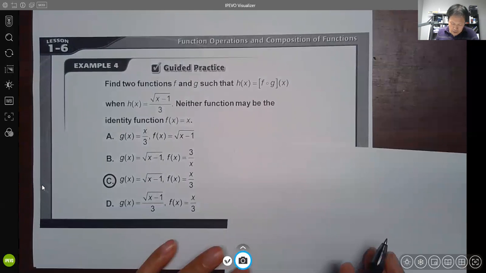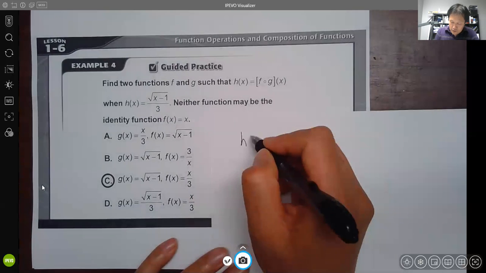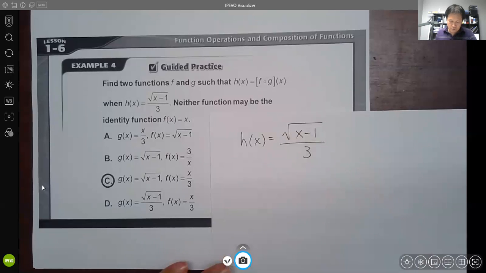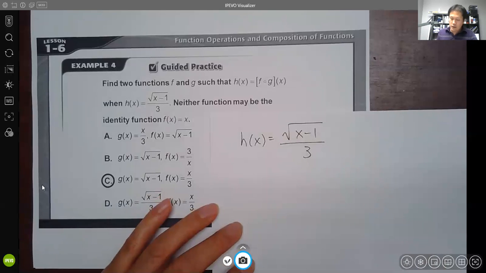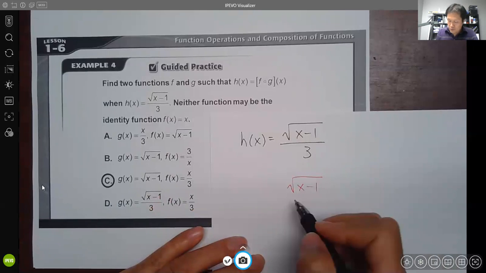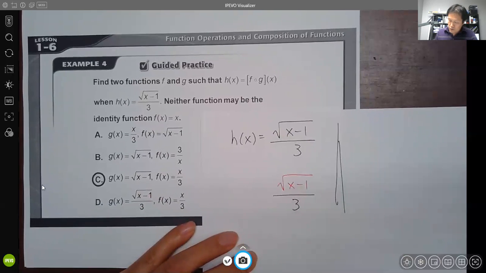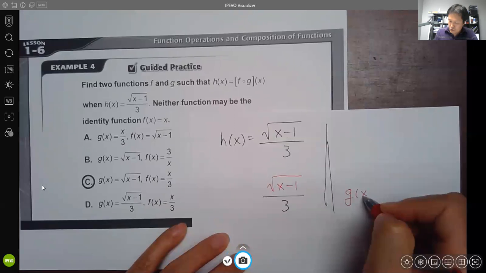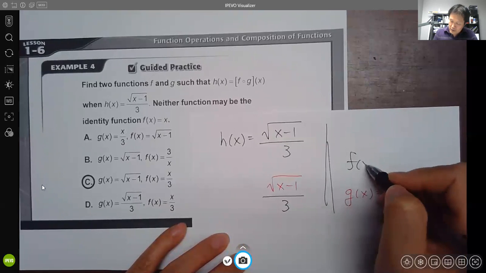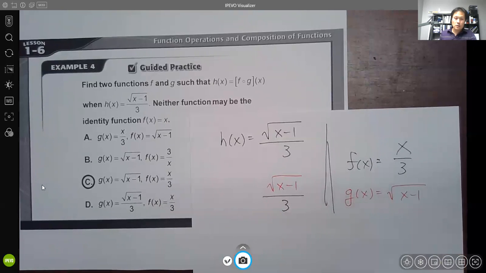Okay, so how did they do that here? h of x equal to the square root of (x minus 1) over 3. Okay, so they looked at that as like this. Square root of (x minus 1), over 3. That's how they considered it. So g of x, they took as the square root of x minus 1. f of x, they took something over 3. This is how they did it.